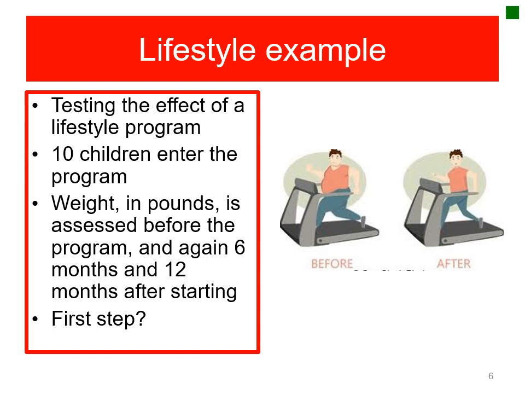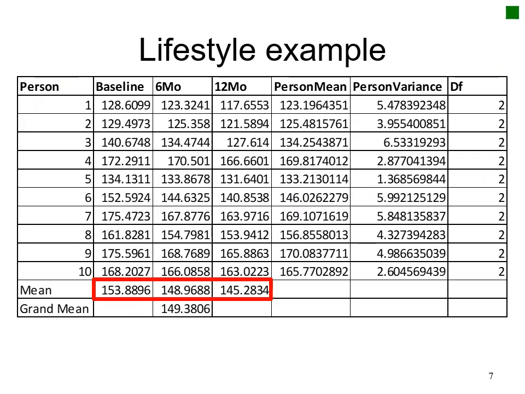This is a 3-leveled repeated measures factor. If I had just 2 levels, we wouldn't have to do an ANOVA because we could just do a paired samples t-test. This has 3 levels, so we have to look at what happens at baseline to 6 months to 12 months. Going across the rows, you see each person's weight at 3 points of measurement.